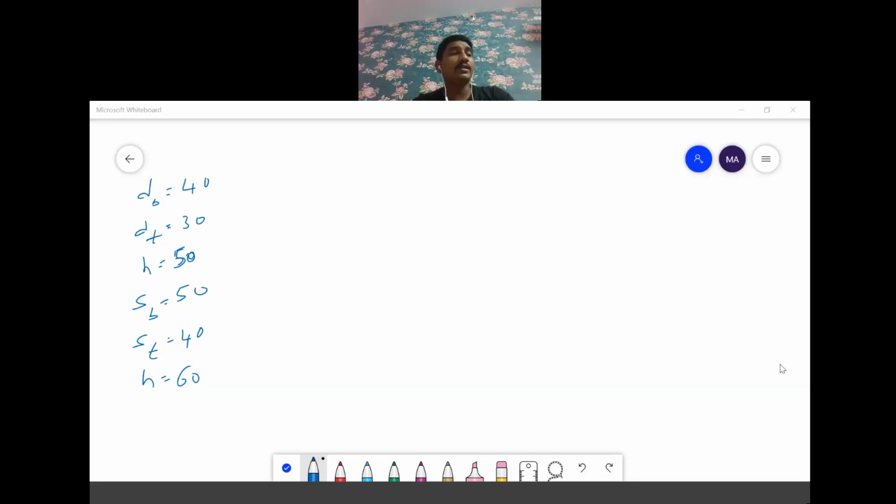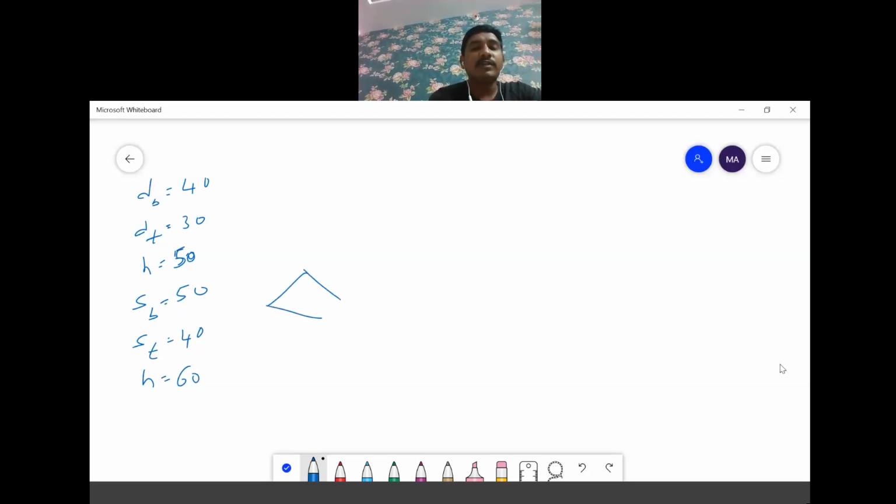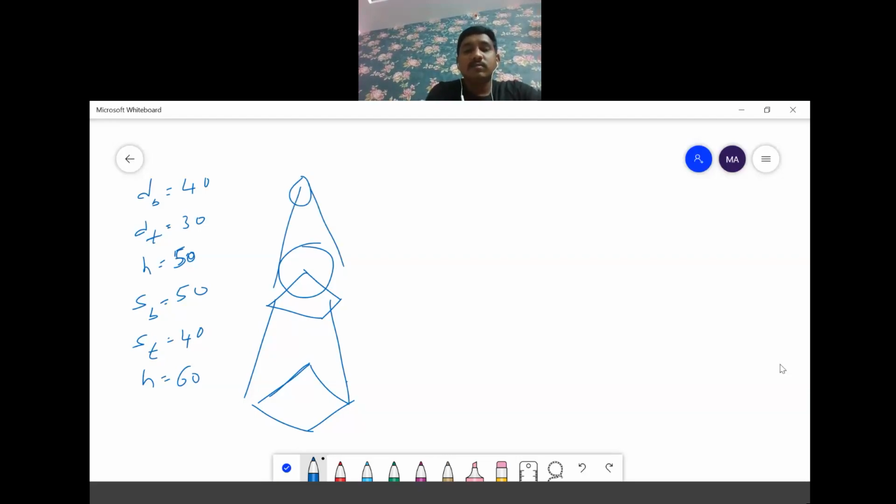So he is saying a frustum of a cone. I will draw the two-dimensional diagram here. Here he has given a frustum of a square pyramid on which a frustum of a cone is resting. This is the diagram you have to draw.